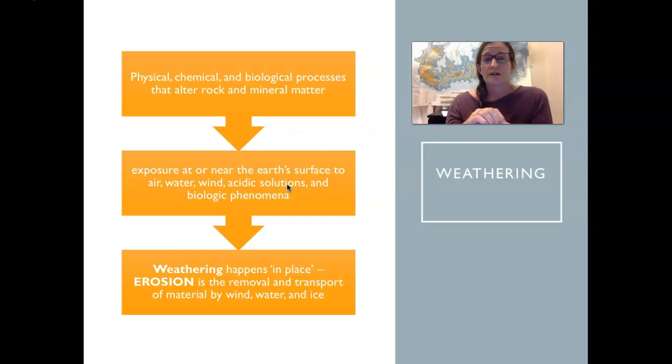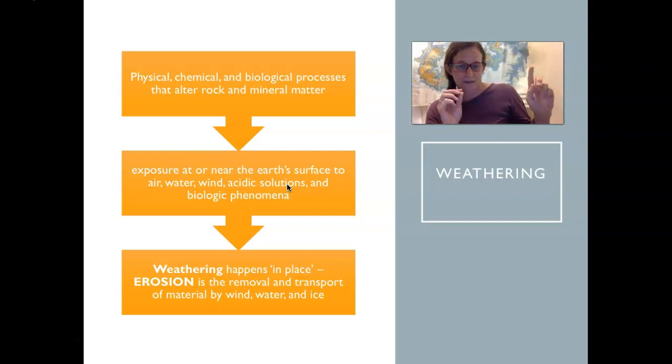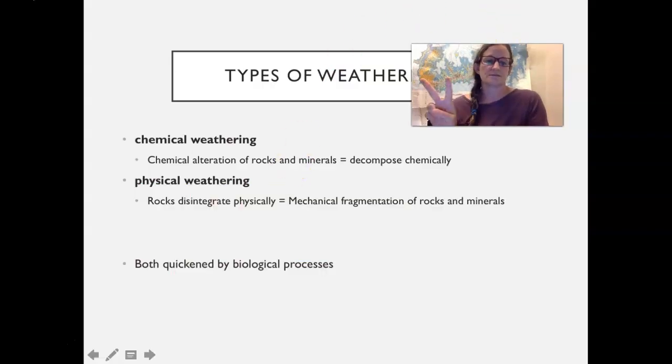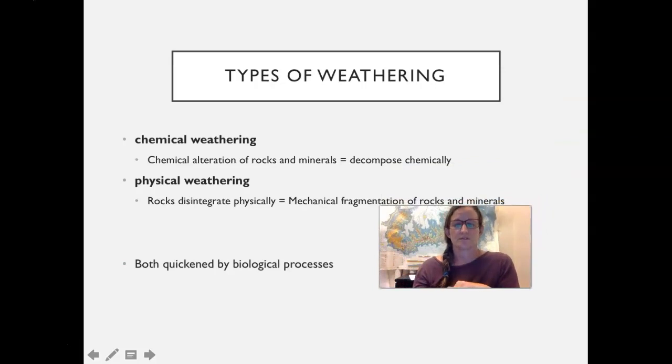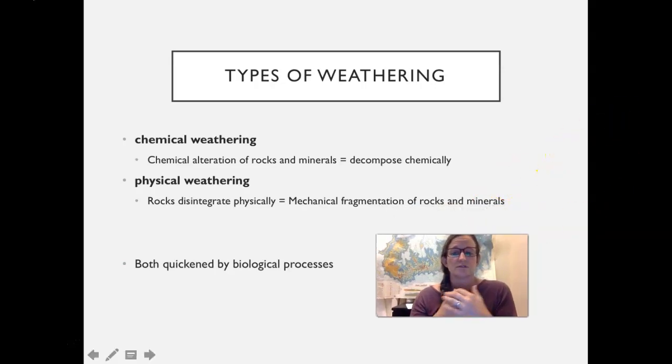A couple terms here. So weathering happens in place at the rock. Erosion is the movement, the removal of whatever the product of weathering is, and then it's transported by wind, water, ice, driven by gravity. So here are two main types of weathering: chemical weathering and physical weathering. So chemical weathering, you're having an alteration of rocks and minerals that's happening because of a chemical reaction. Physical weathering is the physical disintegration, where the rocks are going to disintegrate physically. There's usually some kind of mechanical fragmentation of the rocks or minerals. Both of those are made faster by biological activity. So we'll look at those separately.